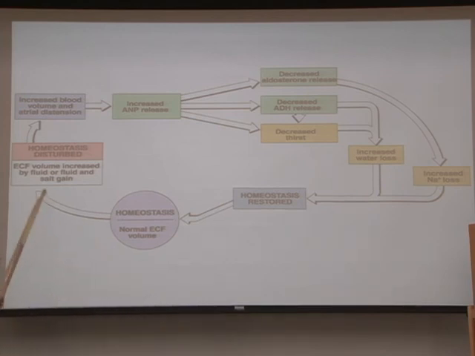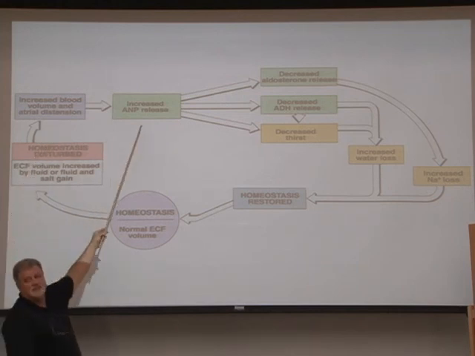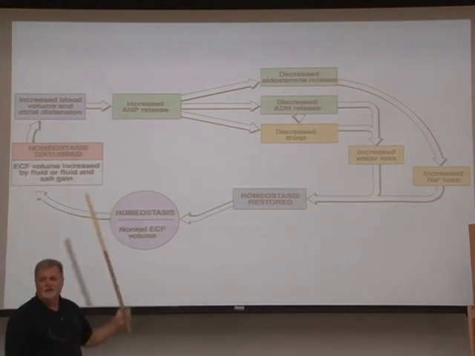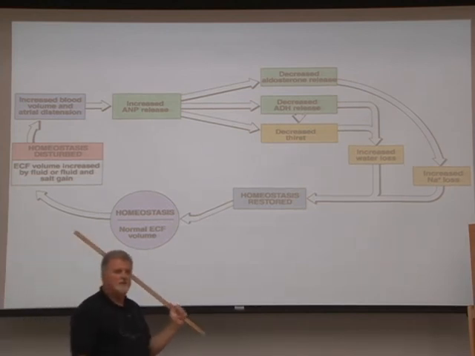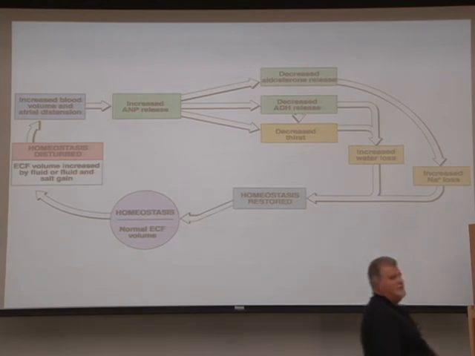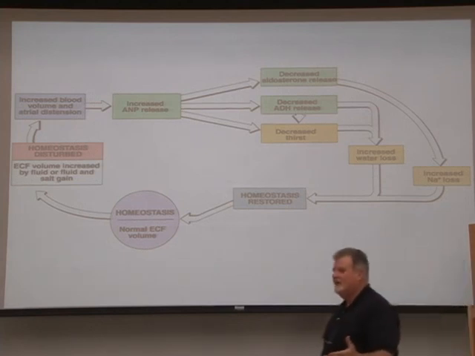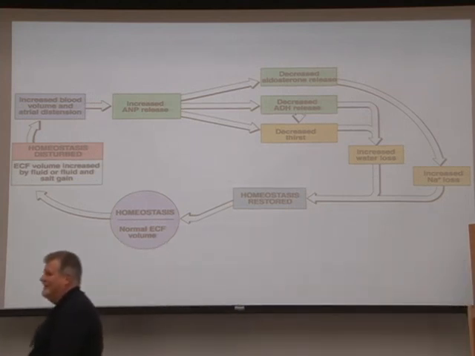So what happens is, as blood volume goes up, we begin to stretch the heart. As we stretch the heart, it makes ANP. Does ANP make you pee more or pee less? The way to think about that is ADH has no P in it. ANP has a P in it, so it's going to make you pee more. There you go.